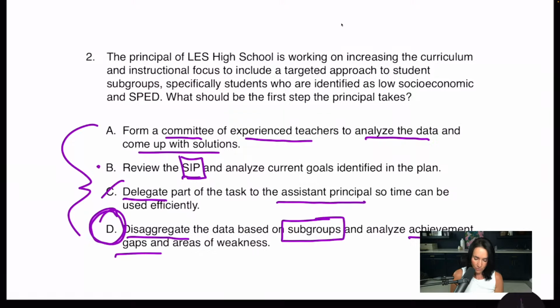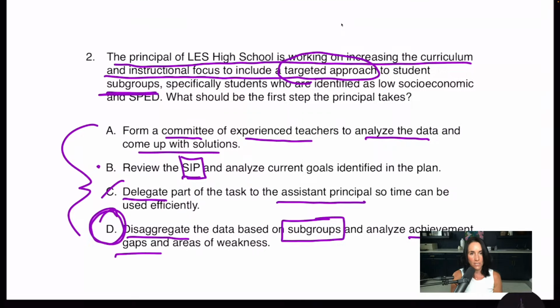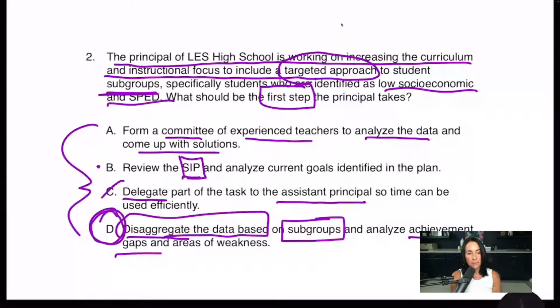Now let's have a look at the question stem. The principal of this high school is working on increasing the curriculum and instructional focus to include a targeted approach to student subgroups, specifically students who are identified as low socioeconomic and special education. What would the first step be? Well, the first step is always looking at the data and disaggregating it, and then checking out these achievement gaps and where they can be closed.